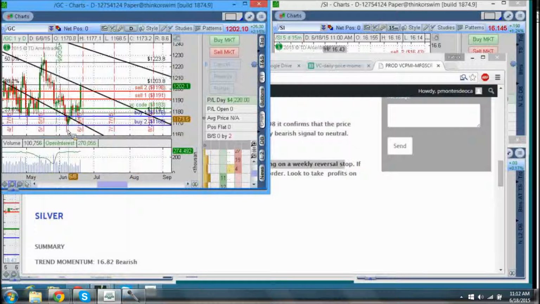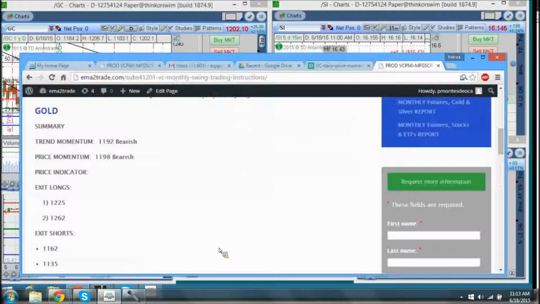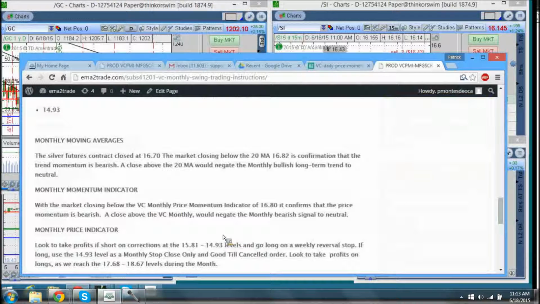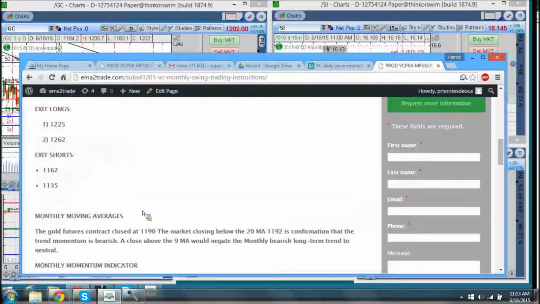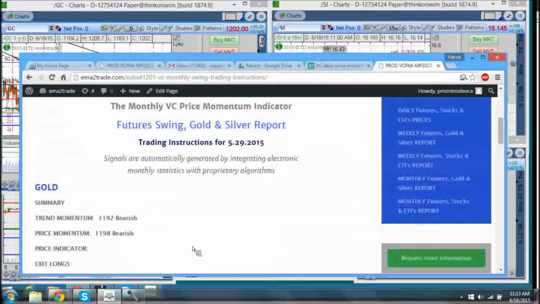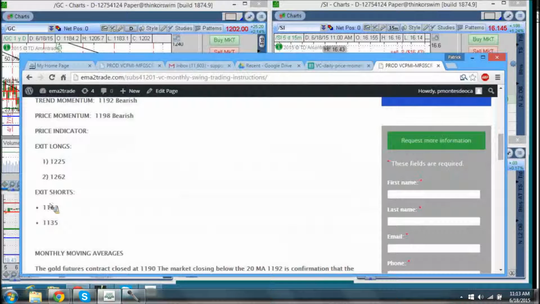And this was telling you 1168, or the blue levels, as I said, between 1168 and 1176 to be major support. The low was made on June the 5th of 1162.10. On May 29, this algorithm was telling you to buy it at 1162. Exit short, 1162 to 1135. The market never had the strength to come down below 1162.